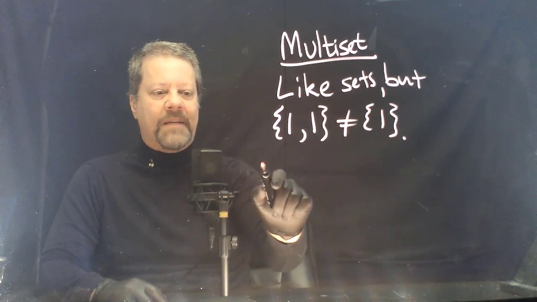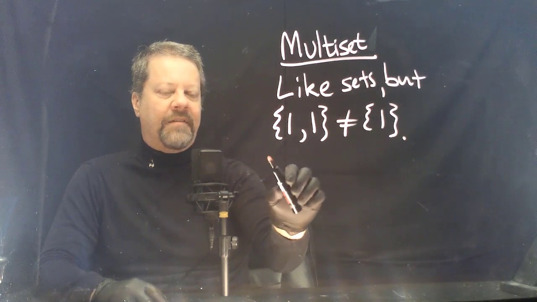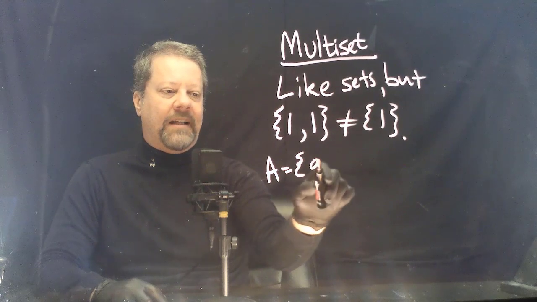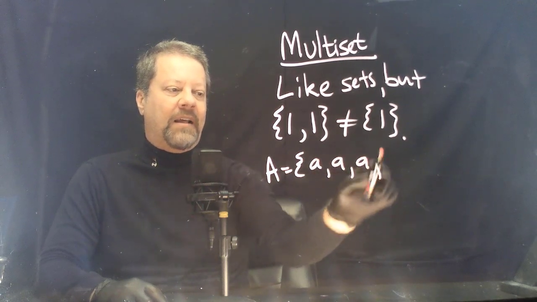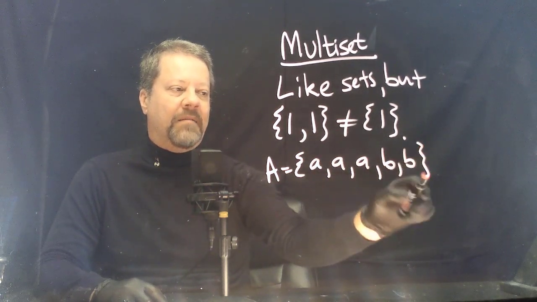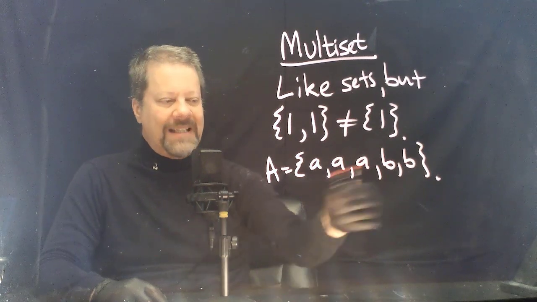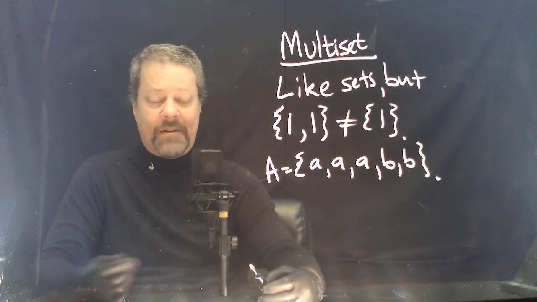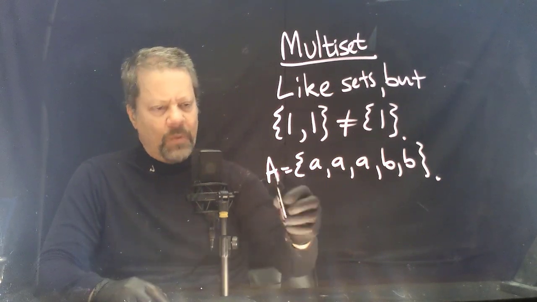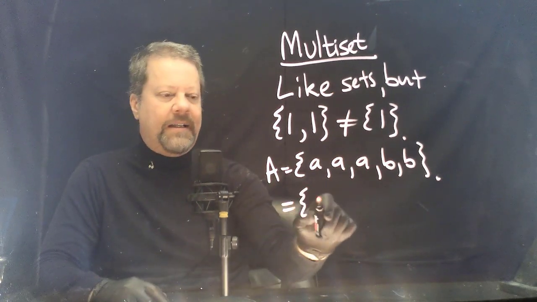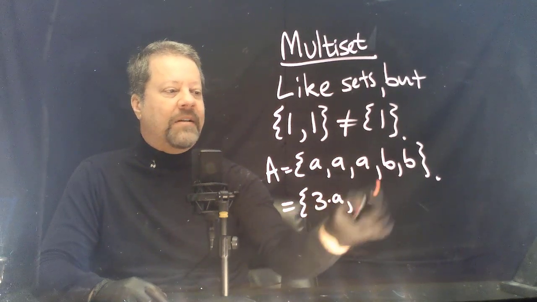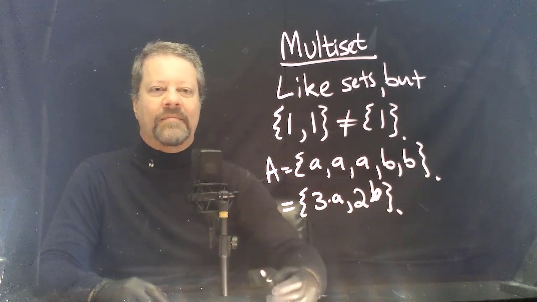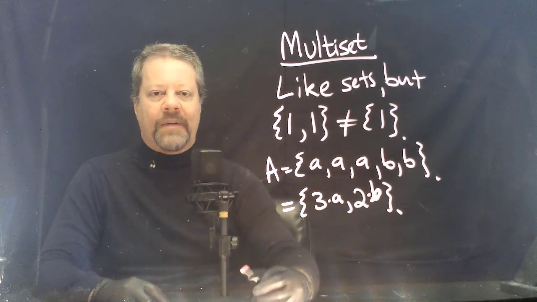So another example, suppose we have A, which is a multiset, and it has A, A, A, B, B. Two distinct elements, but they're repeats. And the number of repeats matters and makes a difference. One way of representing this is you get 3 of these A's and 2 of those B's. That might make it a little bit easier to write down.